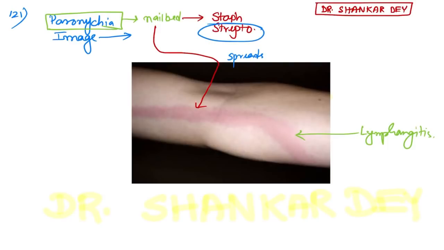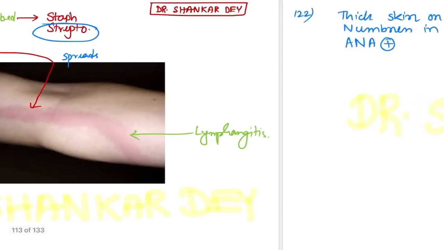And in the NEET paper, what was the question that was asked? What is the management? The best management for this patient will be co-amoxiclav for streptococcal infection. So co-amoxiclav for lymphangitis following streptococcal paronychia. So the answer will be co-amoxiclav. This is the answer for this question.